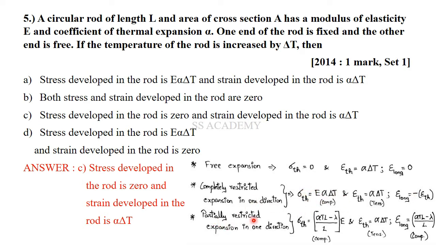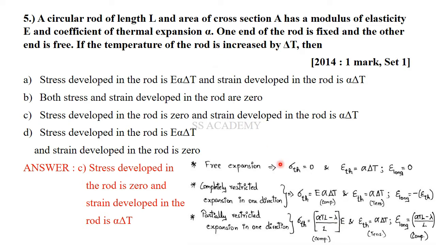Similarly, in the case of partially restricted expansion in one direction, one end of the rod is rigidly held while the other end is free to expand for a small value, that is, the other end of the rod is at a particular distance from a rigid support. In such a case, there will be thermal strain, but due to the restriction at a particular distance, we will be having a longitudinal strain of this value. This corresponds to a thermal stress of this value.